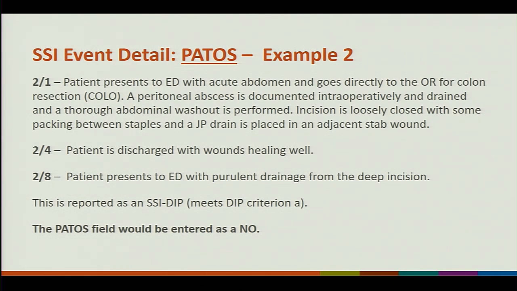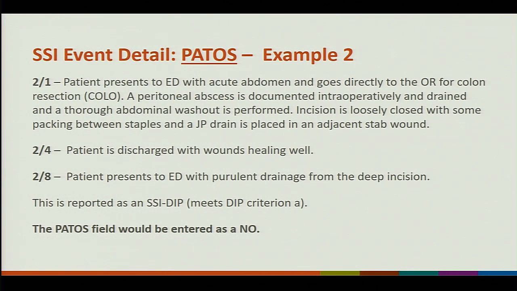Okay, so this is basically the same scenario, but slightly tweaked. Patient presents to the ED, goes to the OR for a colo, peritoneal abscess is documented intraoperatively and drained, and a thorough abdominal washout is performed, loosely closed, some packing between staples, and a JP drain is placed in an adjacent stab wound. Patient goes home on 2-4, doing pretty well.